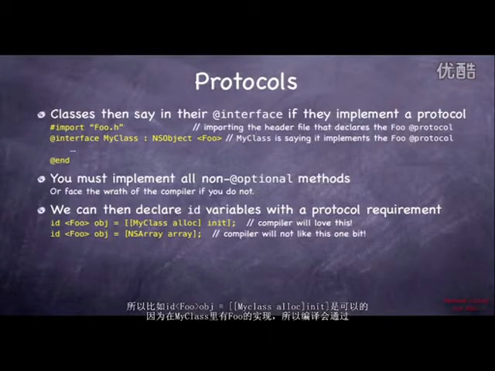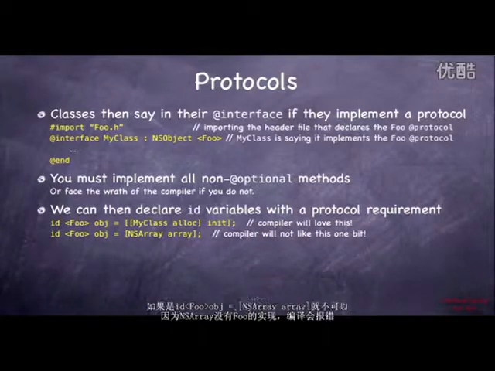So, for example, if I say id<Foo> obj = [[MyClass alloc] init], that's a winner, because look at MyClass up above. It implements Foo. So the compiler is like, yeah, okay, that's good. But if I say id<Foo> obj = an NSArray, that's bad, because NSArray does not implement the Foo protocol, and so the compiler will complain in this case.